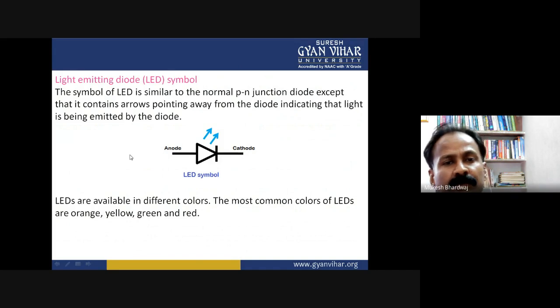Light emitting diode symbol, or LED symbol. The symbol of an LED is similar to the normal PN junction diode, except that it contains an arrow pointing away from the diode, indicating the light is being emitted by the diode. LEDs are available in different colors. The most common colors of LEDs are orange, yellow, green, and red.